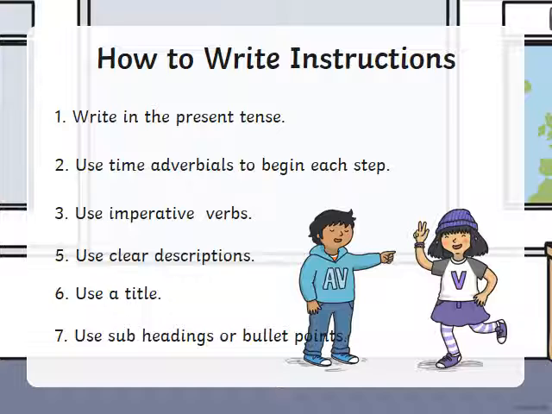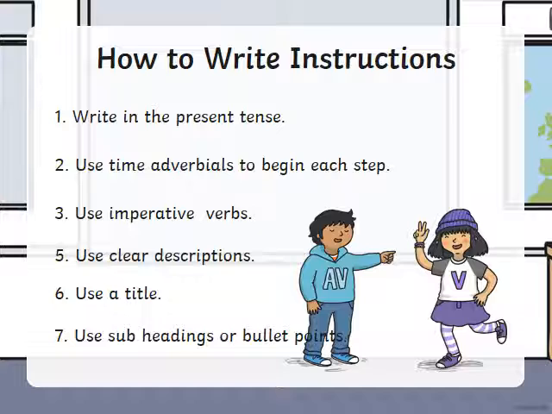Number five, we've got to use clear descriptions. So if you're saying something about the butter, you need to be clear what it is you want them to do with the butter. Next, spread the butter onto the bread. Really clear. Number six, at the very top of our instructions, we must make sure that we say what our instruction's about, and make sure we have a clear title, which would be how to make a jam sandwich.